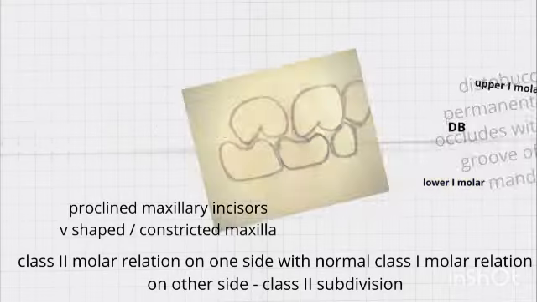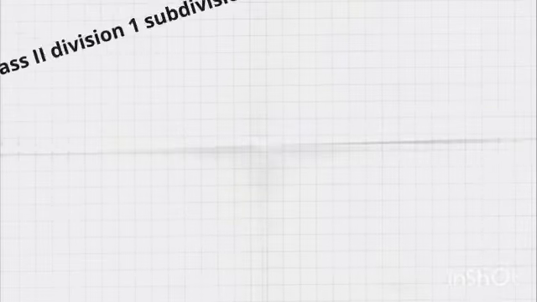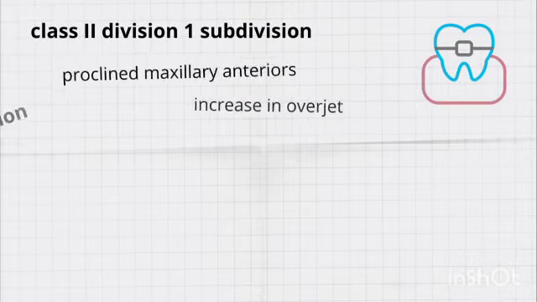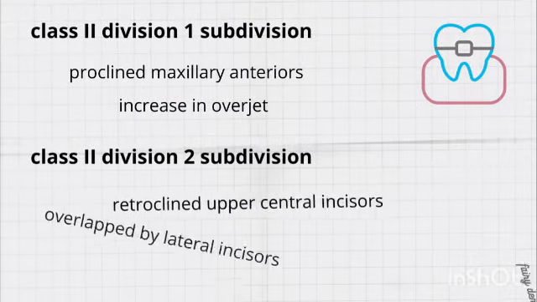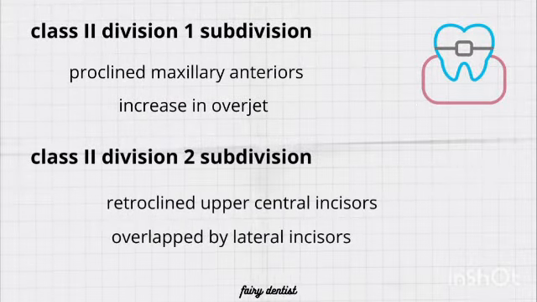Proclined maxillary anteriors and increase in overjet are the common conditions seen in Class 2 Division 1 subdivision. In Class 2 Division 2, retroclined upper central incisors overlapped by lateral incisors can be seen.